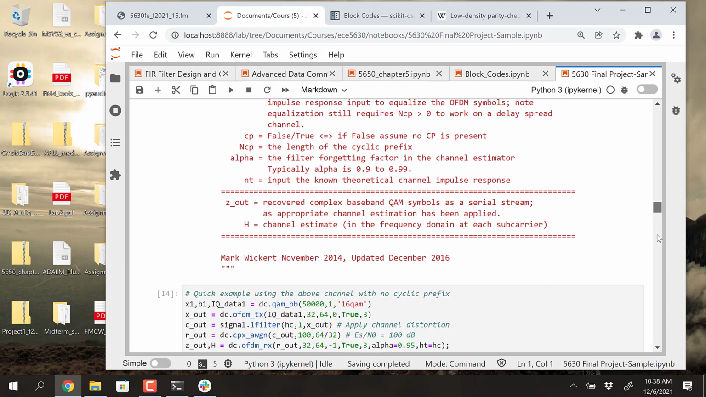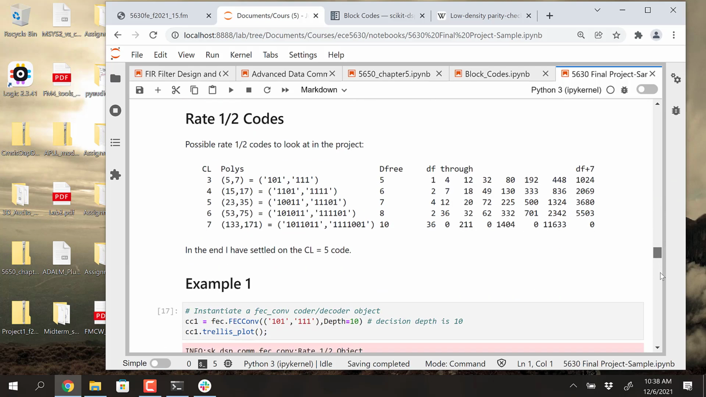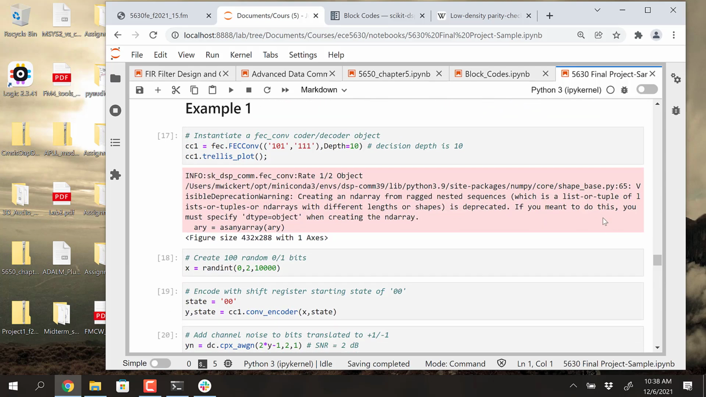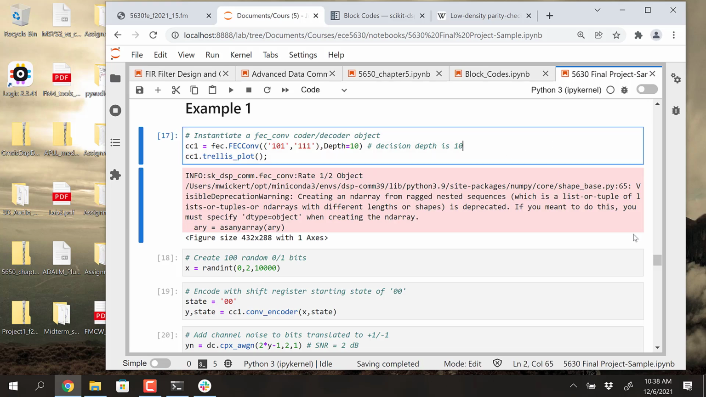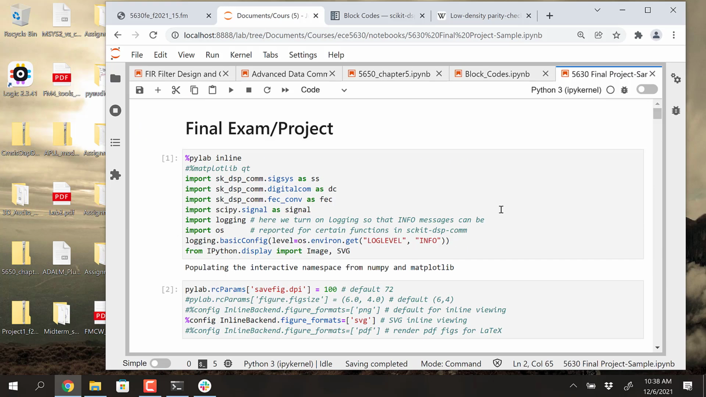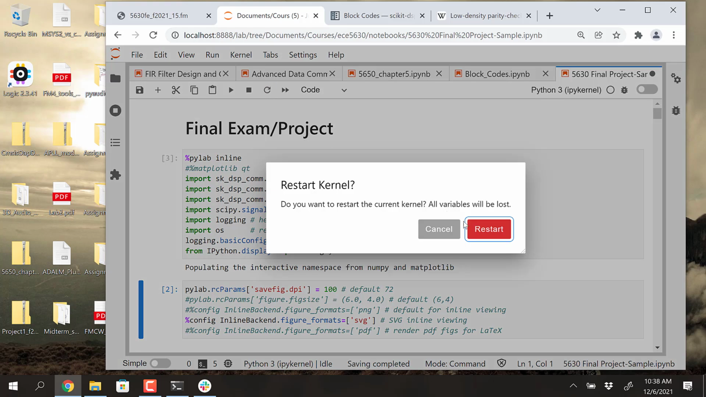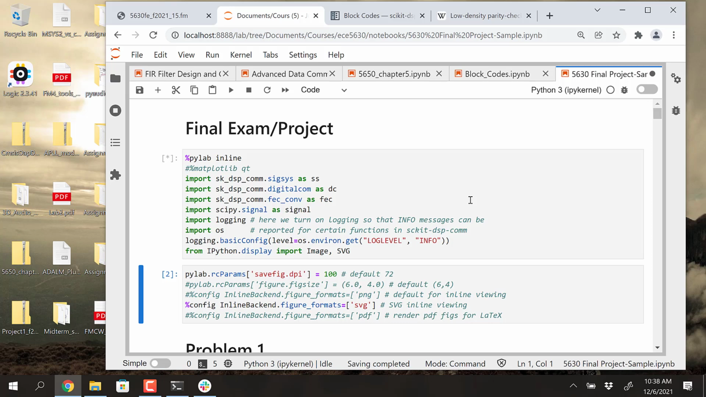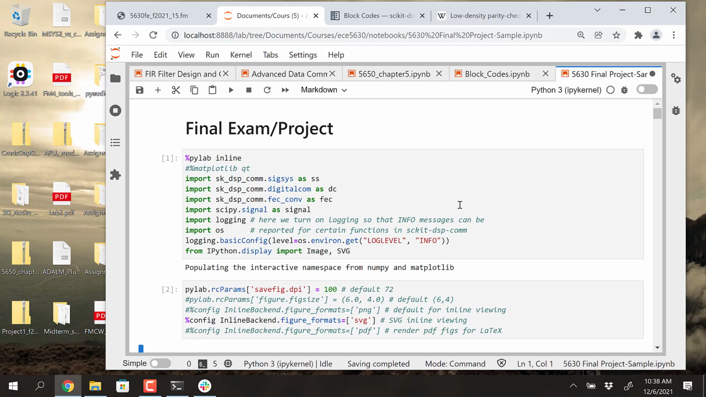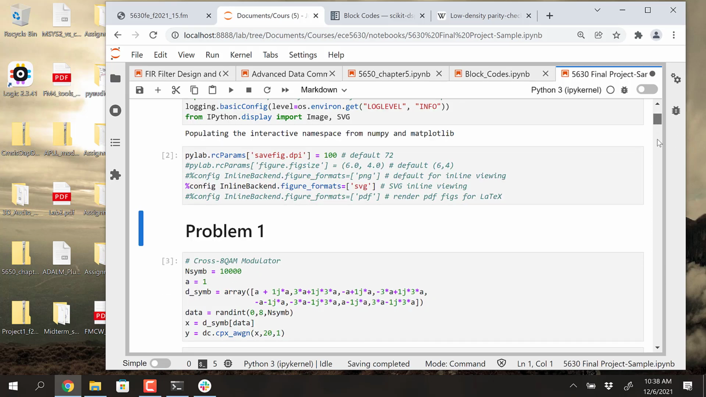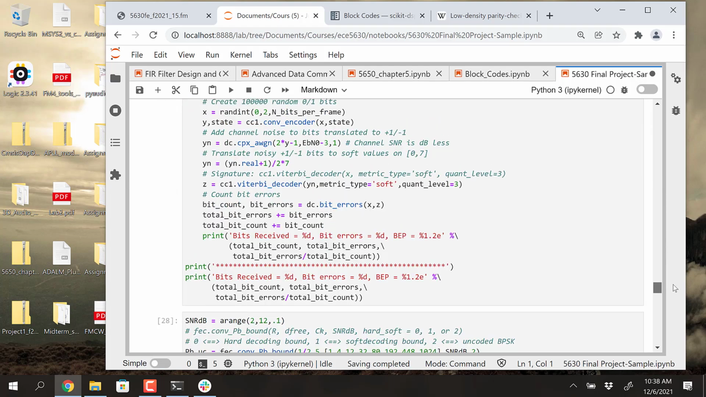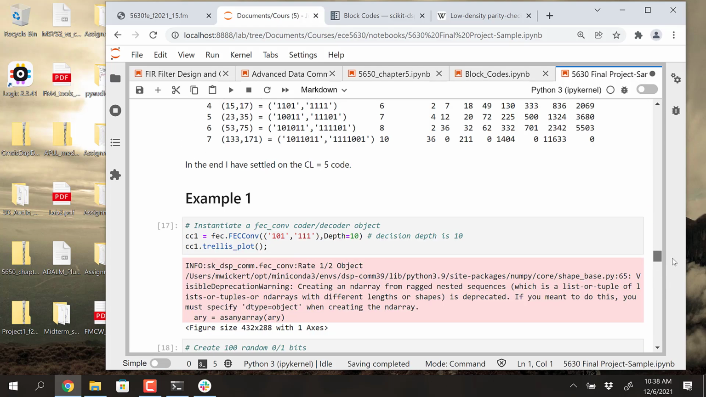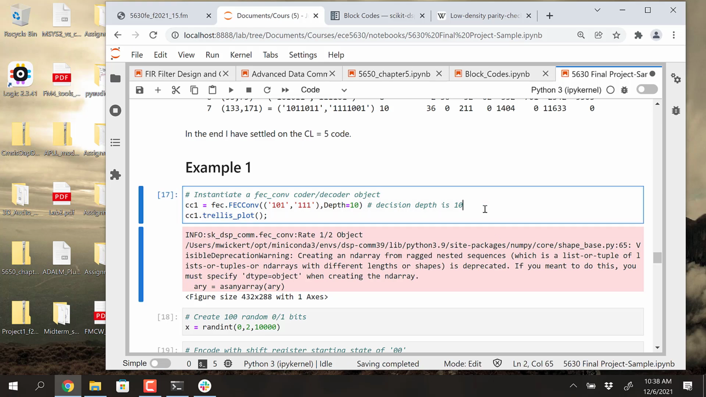You can just start playing with it. I have everything in here, and if you run an example, this notebook I haven't initialized because I just started it at break time. Let's just play it safe and restart this. Then I go down here to the convolutional encoding. So I have this example in here.